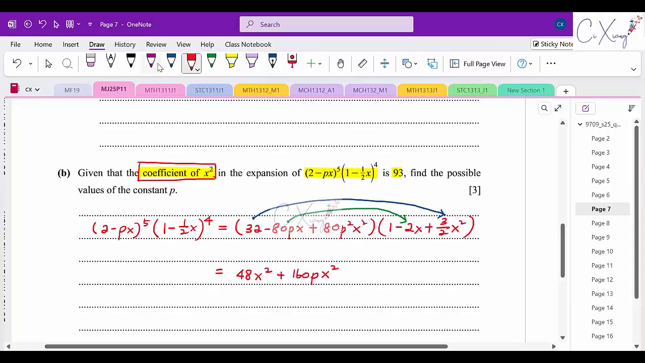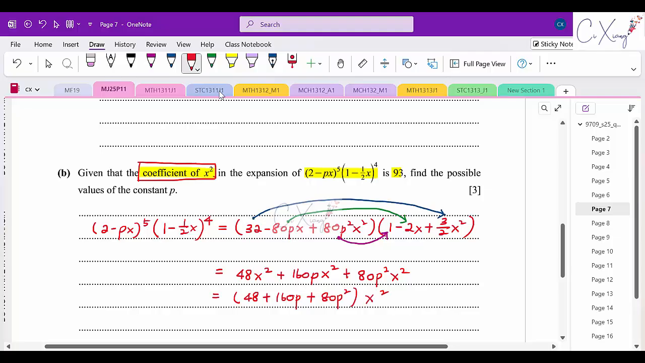Then how about the next one? If I take 80p squared x squared, multiply with a 1, I will get something also that is with the x squared. So I'm having 80p squared and also x squared. If you try to expand any other terms, right, they won't give you any x squared anymore. So these are all the possible x squared that I have. And what I can do now is I try to factorize out the x squared and I just keep the coefficient for the x squared here.